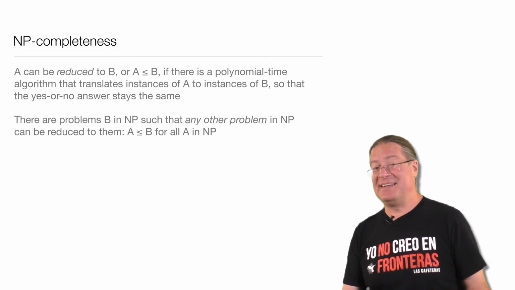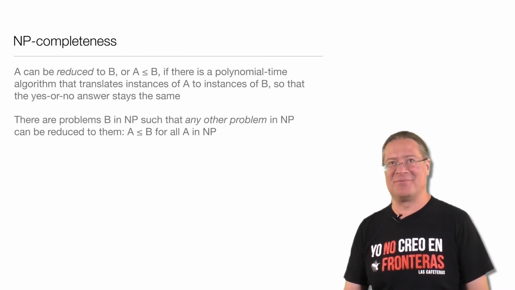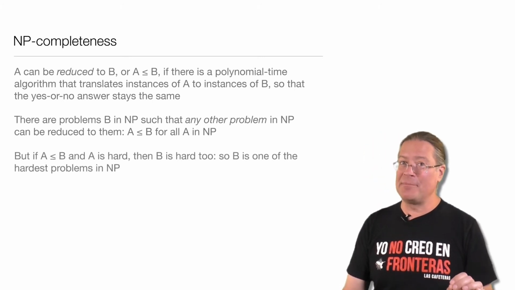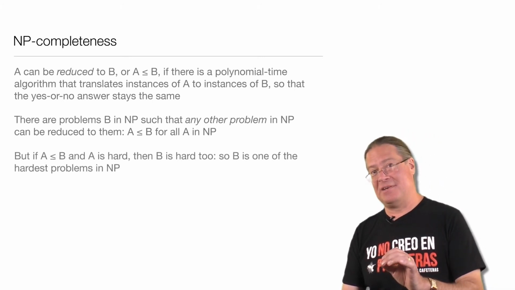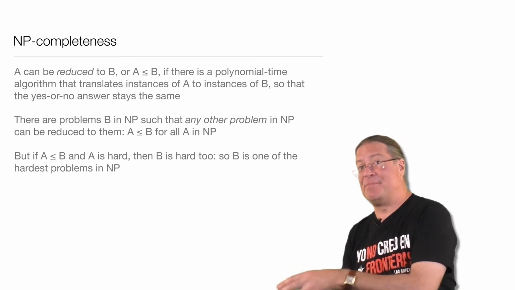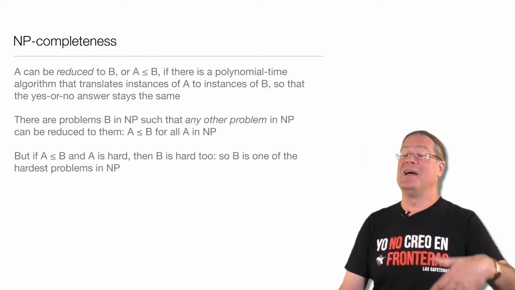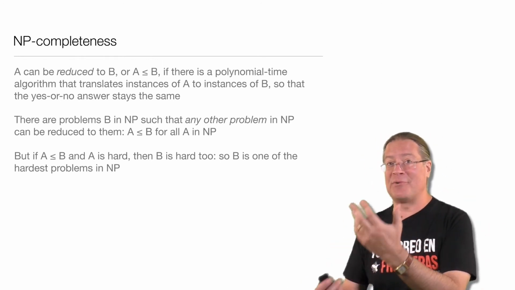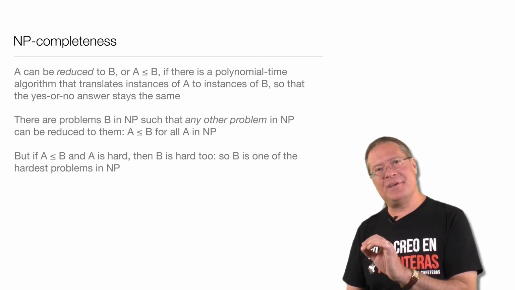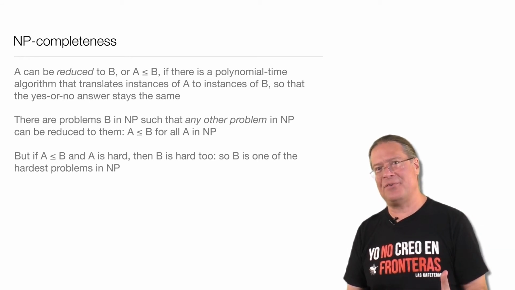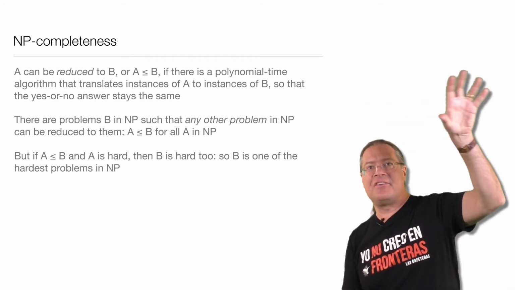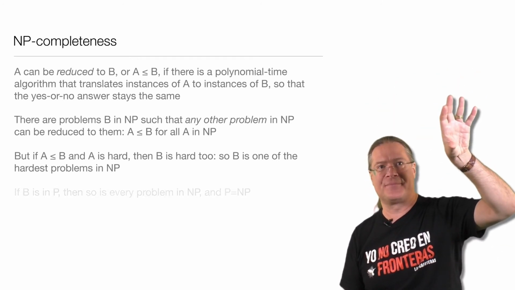Now, at the moment, it's not clear that there are any such problems, right? Maybe this is just pie in the sky. But suppose there were. Well, remember that if A can be reduced to B, then if A is hard, B must be hard too, because otherwise you could solve A easily by translating it to B and using your miraculous algorithm for B. So this means that this problem B, to which every other problem in NP can be reduced, must be one of the hardest problems in NP. It lies at the top of the class NP.